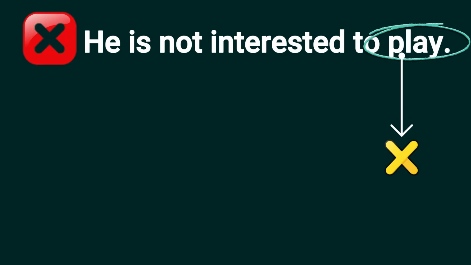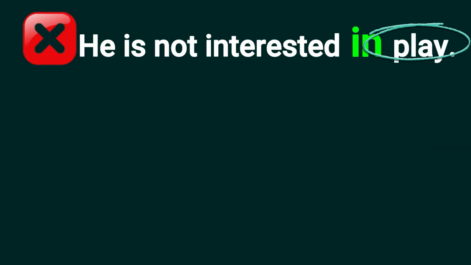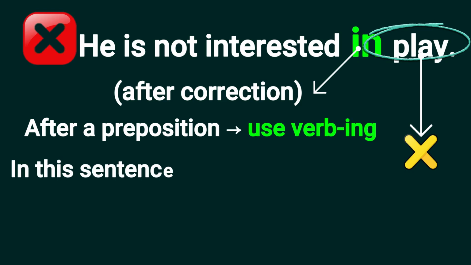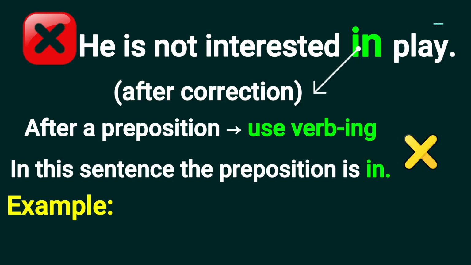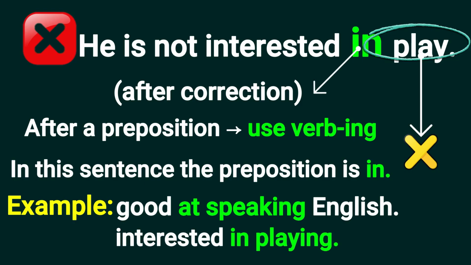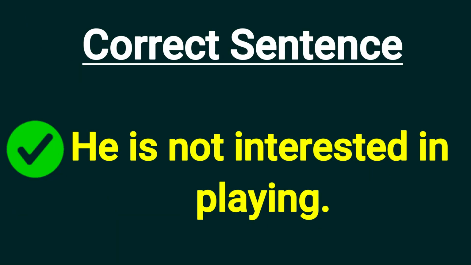So here using of to play is wrong. Let's find out the reason. The reason is when we are talking about a preposition, after a preposition use verb plus ing. In this sentence the preposition is in. Example: good at speaking English. So the correct sentence is he is not interested in playing.